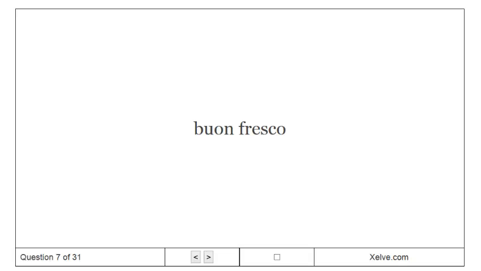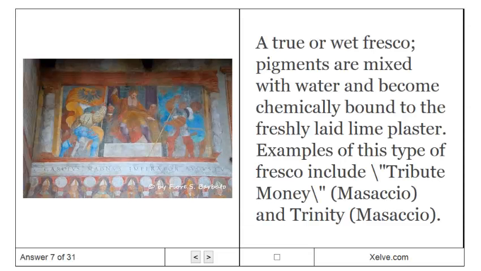Buon fresco. A true fresco. Pigments are mixed with water and become chemically bound to the freshly laid lime plaster. Examples of this type of fresco include Tribute Money and Trinity.